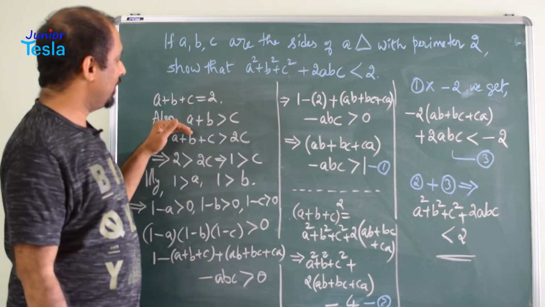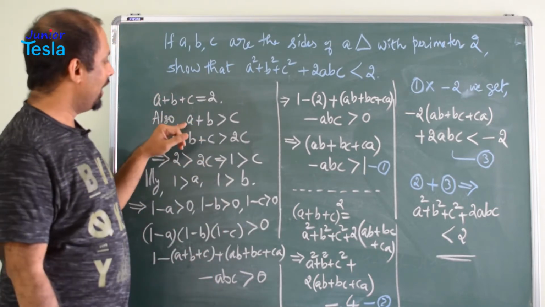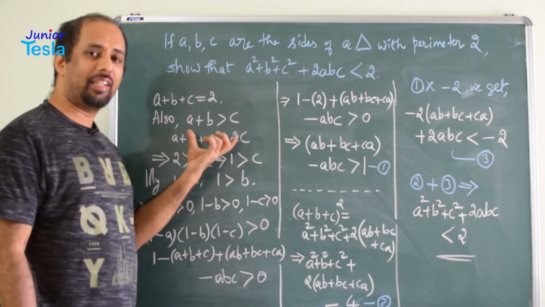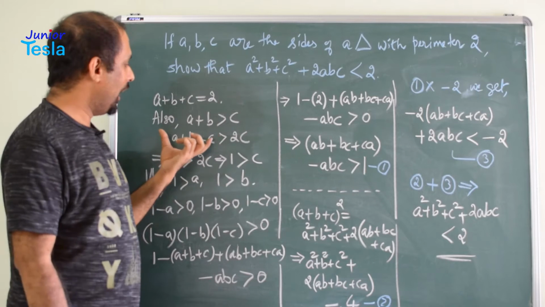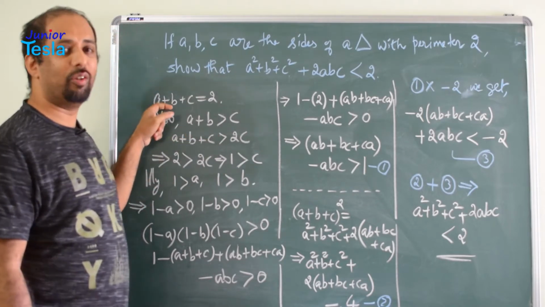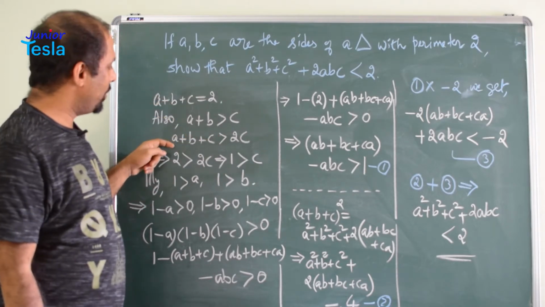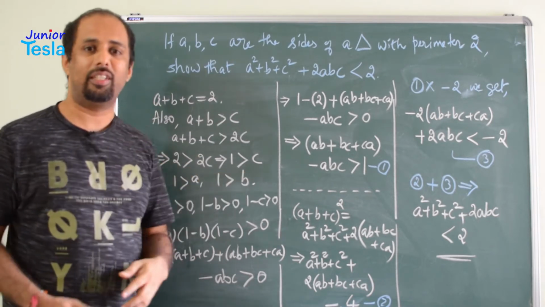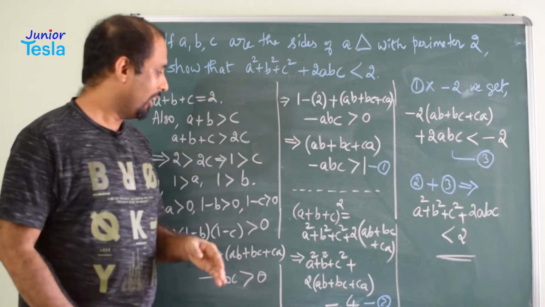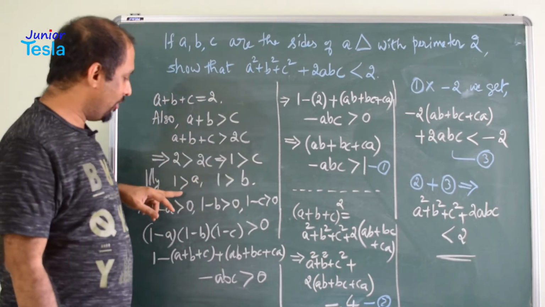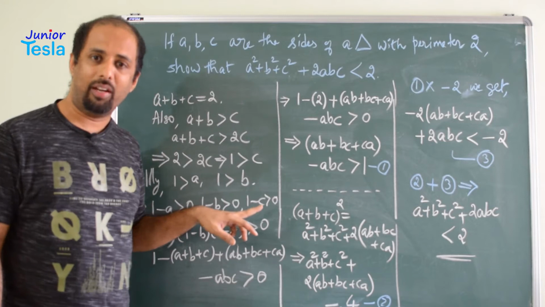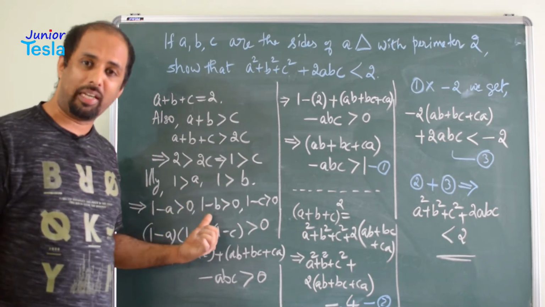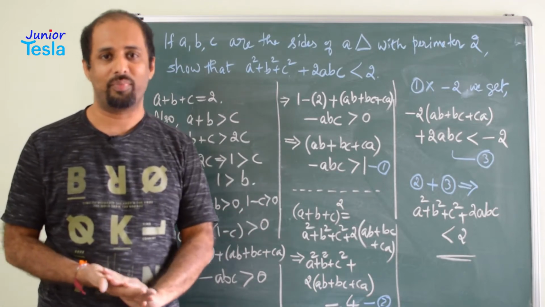So let us think of the triangular inequality here. a plus b is greater than c, then a plus b plus c is greater than 2c, right? Why have I added the third side? Because the perimeter is known, that is equal to 2. So a plus b plus c, which is equal to 2, is greater than 2c, or if you simplify, you will get 1 is greater than c. If 1 is greater than c, then you can say 1 is greater than a, 1 is greater than b as well, or 1 minus a is greater than 0, 1 minus b greater than 0, 1 minus c greater than 0.